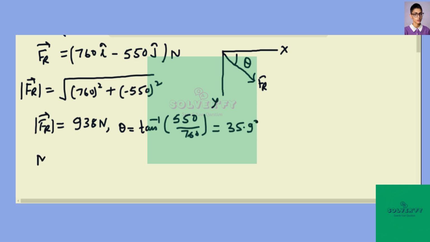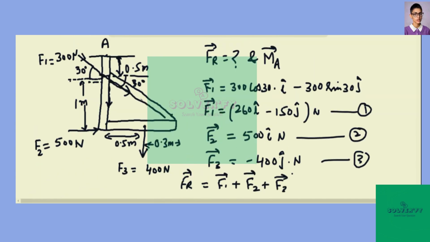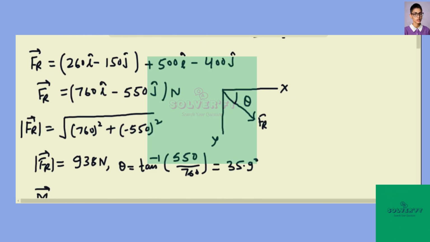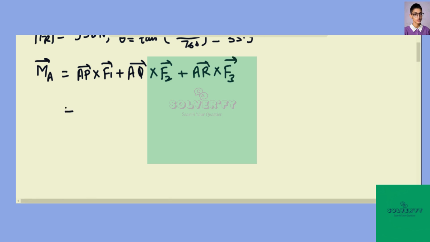Now we will calculate the moment of forces about point A. Since the F1 force is acting at point P, the F2 force is acting at point Q, and the F3 force is acting at point R, by following this diagram you can write the moment of force about point A as AP vector cross F1 force, plus AQ vector cross F2 force, plus AR vector cross F3 force.